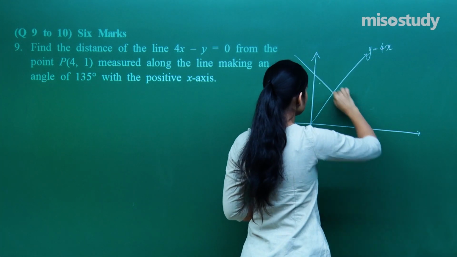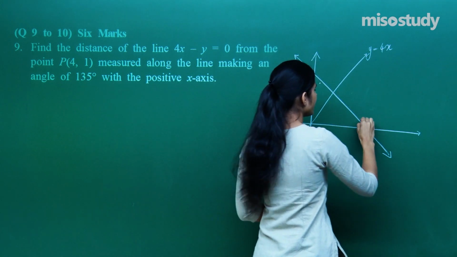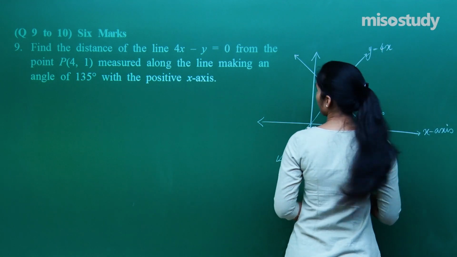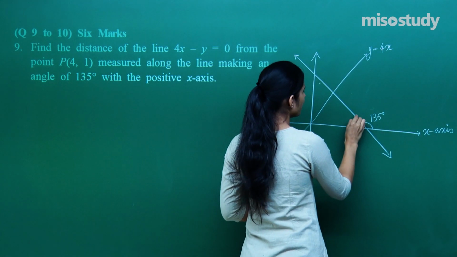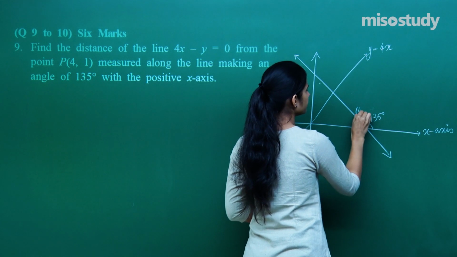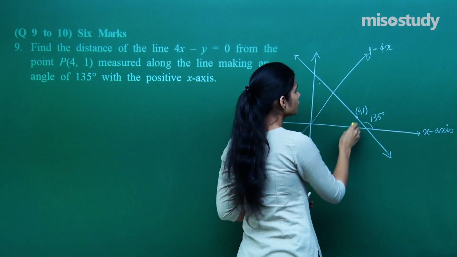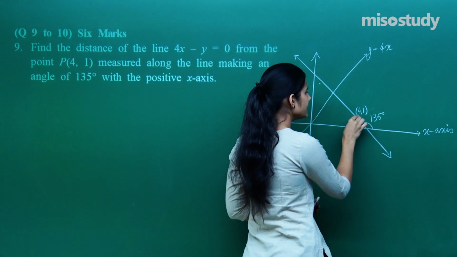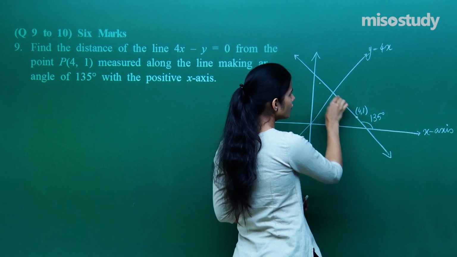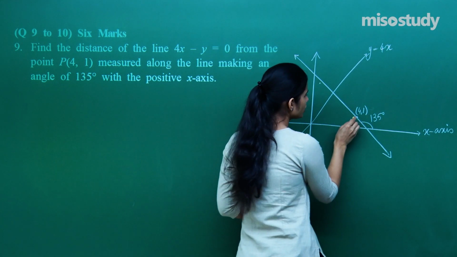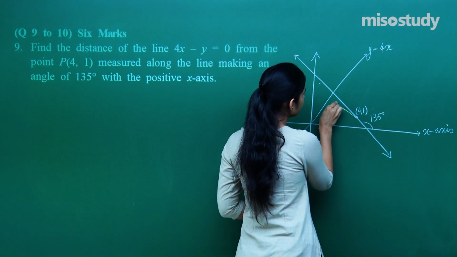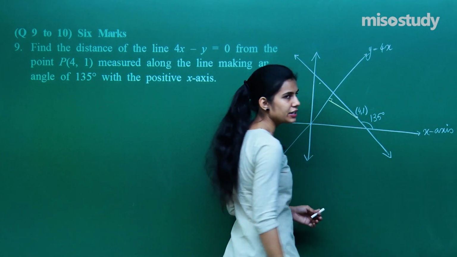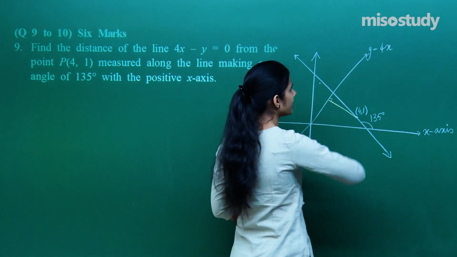Now there is another line which is making an angle of 135 degrees with positive direction of x-axis, and there is a point given, 4, 1, which is lying along this line. I am being asked to calculate the distance of this point from the line y equals 4x. Now it is not saying just simply to calculate the distance of 4, 1 from y equals 4x. Otherwise what you would have done, you would have dropped a perpendicular and found out the length of this perpendicular. That would have been the perpendicular distance of the point 4, 1 from the line y equals 4x.